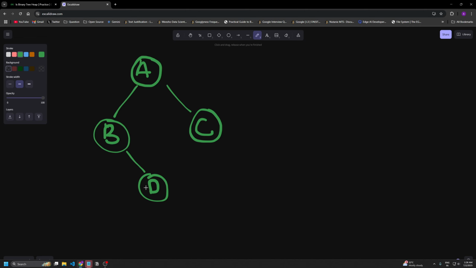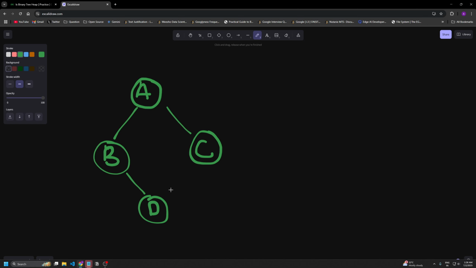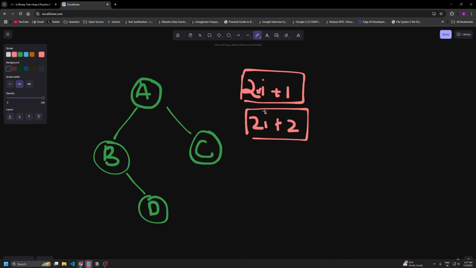So how do you think we should handle this problem now? This is where the trick lies, because I'm going to straightforwardly give you the clue. Eventually, we are going to use some property which I think you might have seen in your earlier college days. So this is nothing but 2 into I plus 1 and 2 into I plus 2. These are the two given formulas which you have to use.